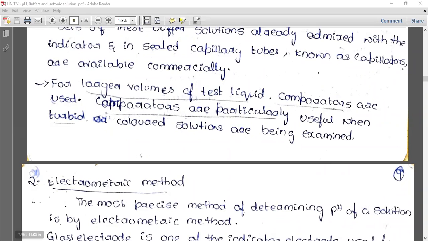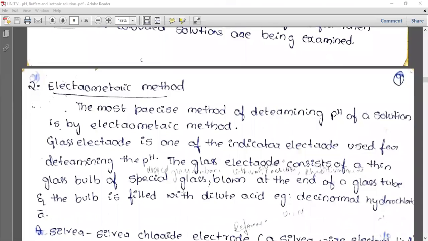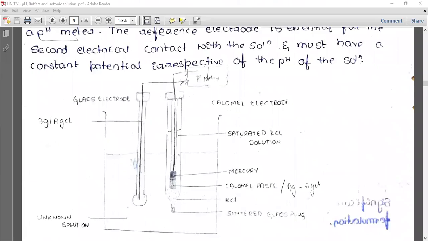Okay, we'll move ahead. This electrometric method is the most precise method, because the earlier one is just a comparative method, right? It's not full and final, the exact pH we get. But in the case of the electrometric method, we get the most precise answer for the pH of the unknown solution. Here I'll explain using the diagram. It consists of two different electrodes. One is known as the glass electrode, or indicator electrode, and another one we call the reference electrode.